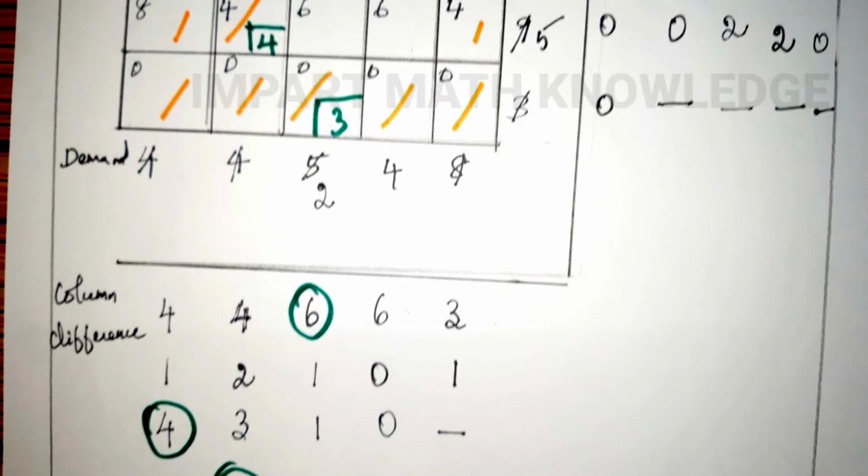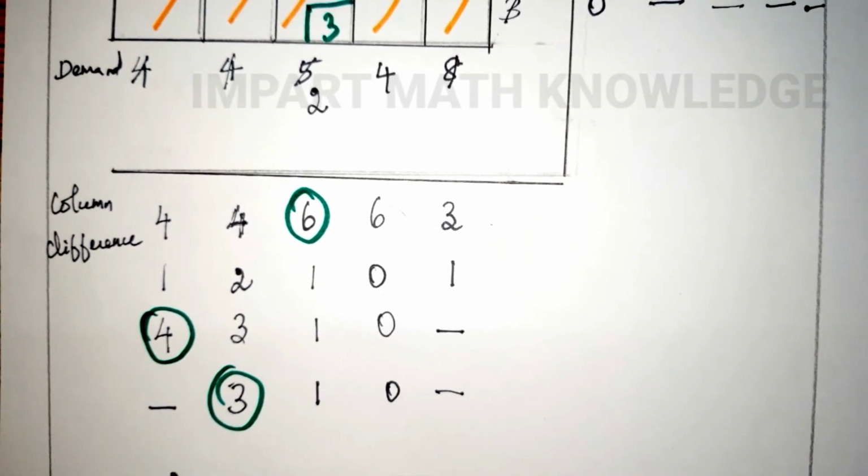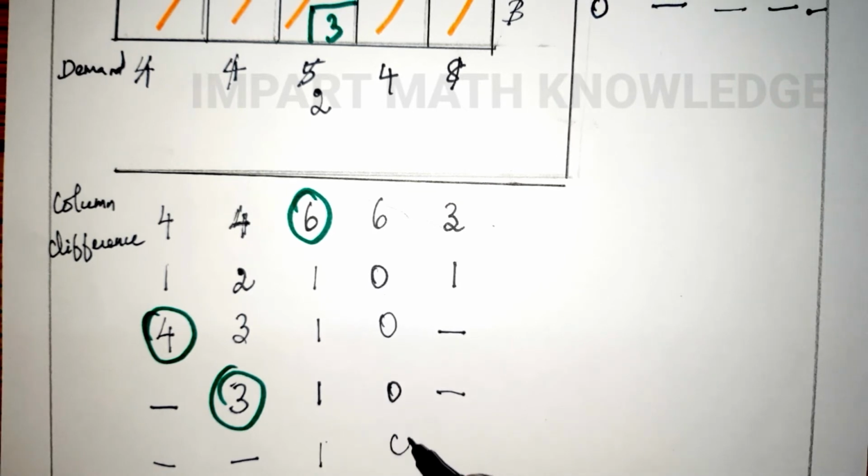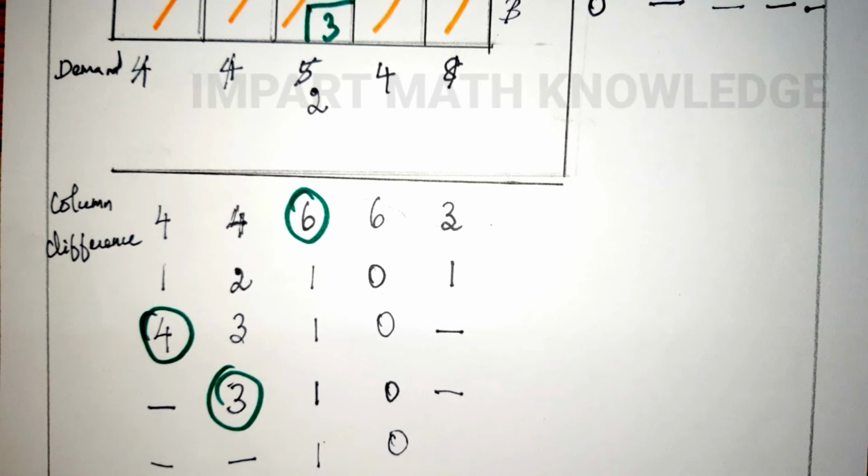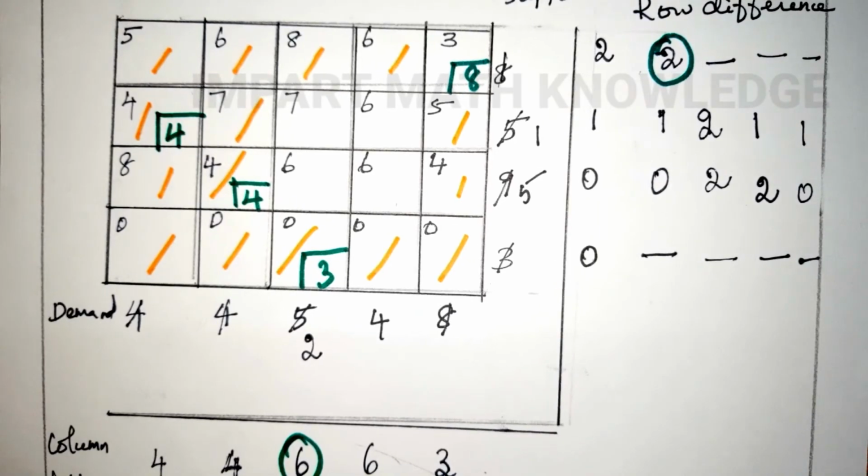Column difference. First column satisfied. Second column satisfied. The third column, the difference is 1. The fourth column difference is 0. The maximum penalty is 1. It comes in 2 places, so you can pick any one. I pick this one. For the third column, minimum cost is 6. There I am going to allocate the value.